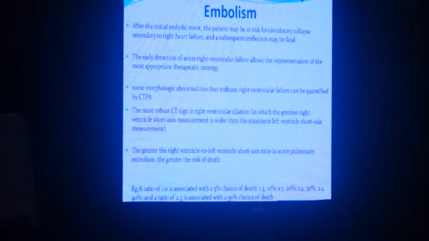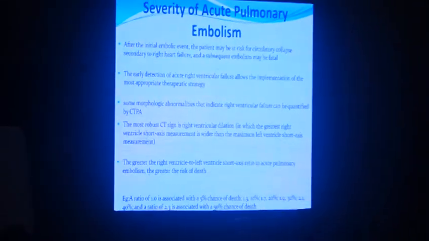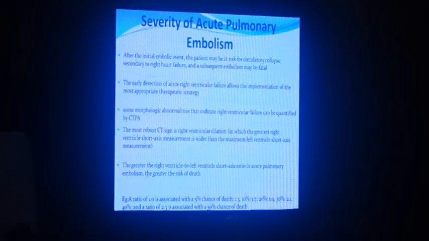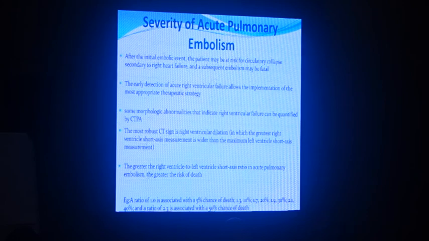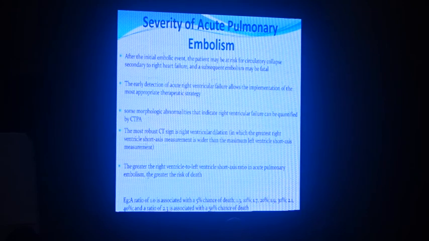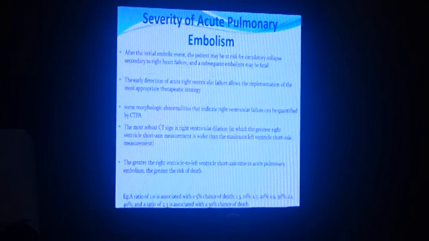So this, I told you earlier, how can you measure the severity? Severity means measuring the right ventricular wall diameter to the left ventricular wall diameter. We will calculate the ratio of the right ventricle to the left. 20%, 1.9, 30%, 2.1, and 2.3 is up to 50% chance of death. So you can tell the relatives that the patient has that much chance of grave prognosis with that CT scan finding.